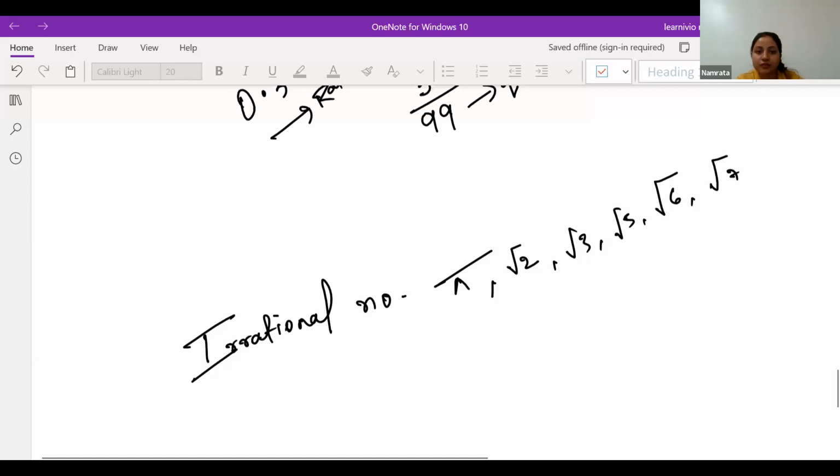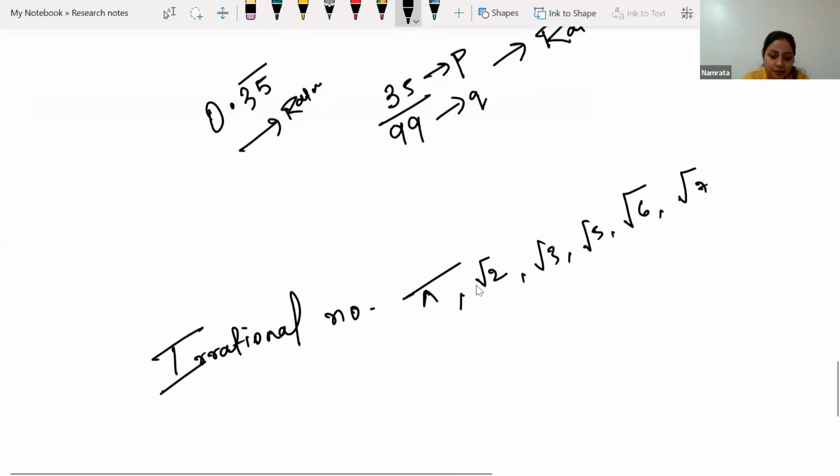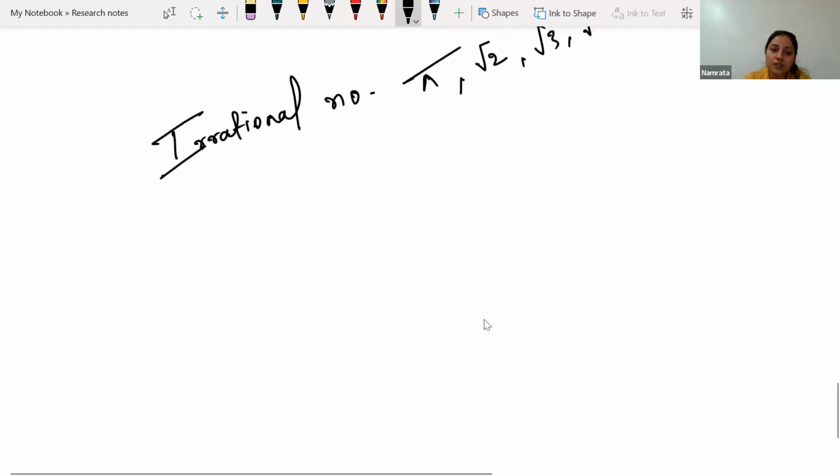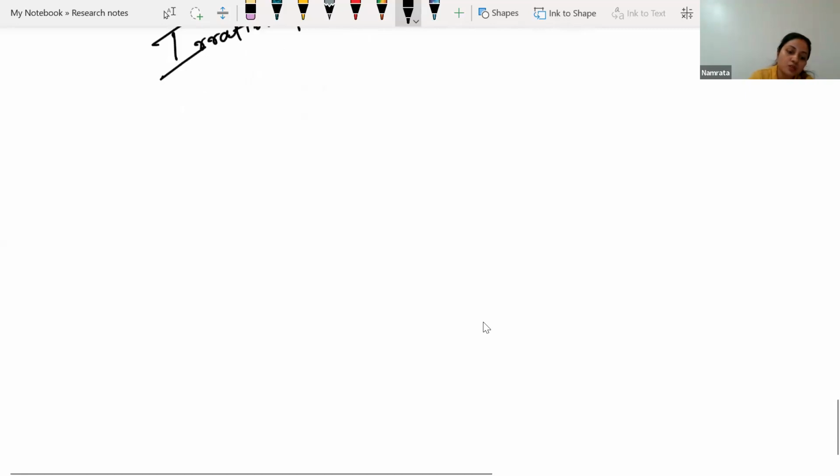Now let's solve your question from here. Now, finding a rational number in between two rational numbers. So suppose, first I'm saying, find 3 rational numbers.